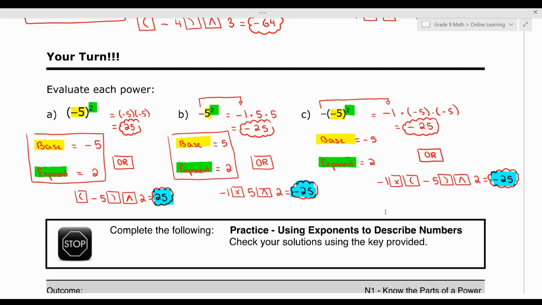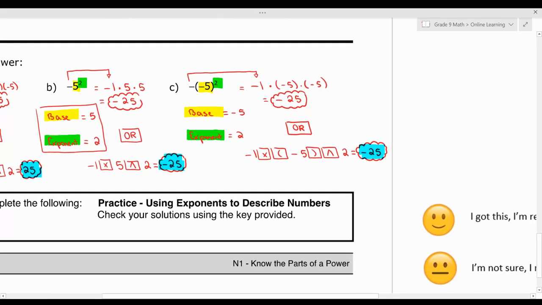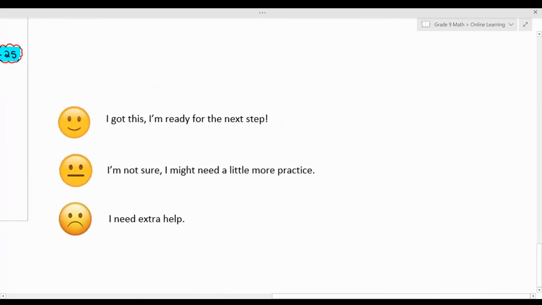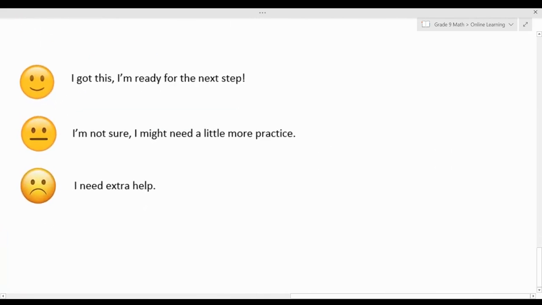When you've completed the worksheet, I want you to identify how you feel you're doing with this part of the outcome, using the little emojis you're used to from class. You will use a smiley face if you got this and you're ready for the next step. You're going to write down a neutral face if you're iffy, if you're not sure and think you might need a little more practice.